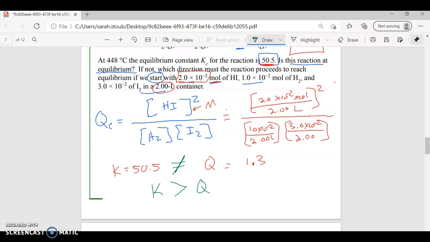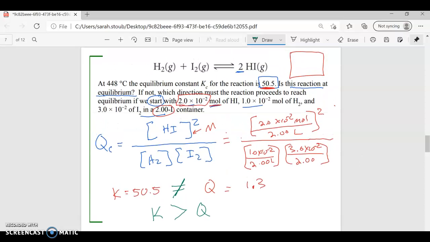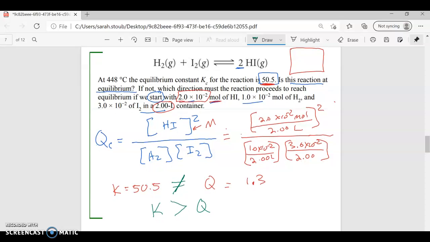So the first question, is this at equilibrium? No, it is not. If not, which direction must the reaction proceed? In other words, when I look at this equation, my K is really big and my Q is small. My K value of 50.5 means it's really product favored. Q also means it's product favored, but not quite so much, right? So what this means is if I have 1.3, I've got some products, but not as much as my K value has. I need to shift the reaction to make more products.